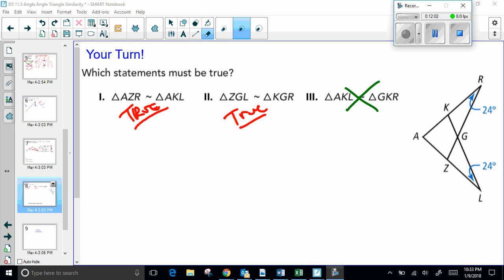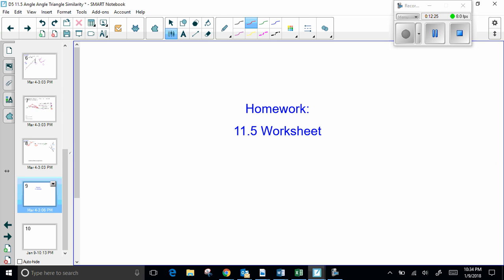All right, so there you go. There's your true statements. 1 and 2 must be true. Number 3, these could be similar, but we just don't know. We don't have all the information. So therefore, it has to go without this must statement here where it must be true. It could be, it just doesn't have to be. So anyway, that's the conclusion of our lesson.